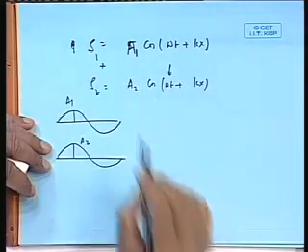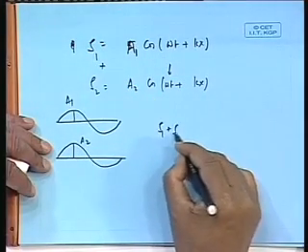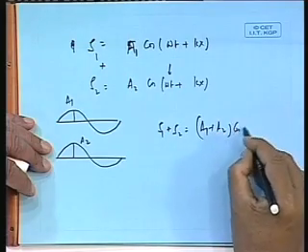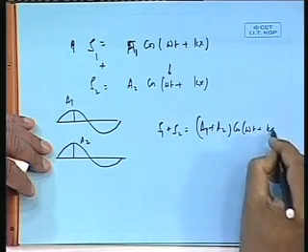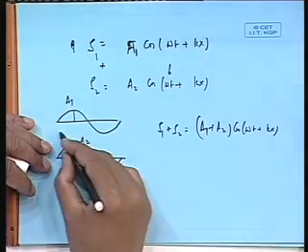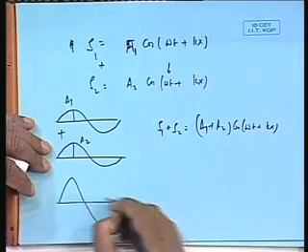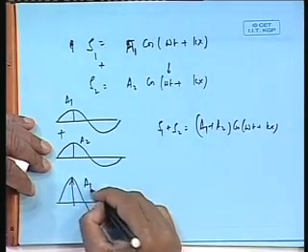What happens if I add them up together? What will be xi1 plus xi2? It is going to be simply (a1 plus a2) into cos(omega t plus kx). So, if you add them up, it is simply going to be, where this is a1 plus a2.